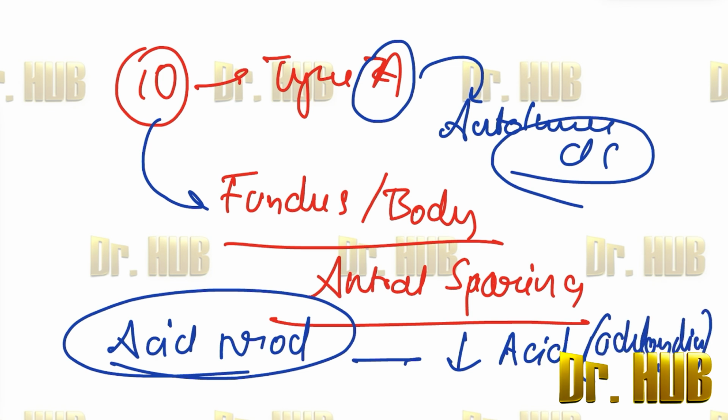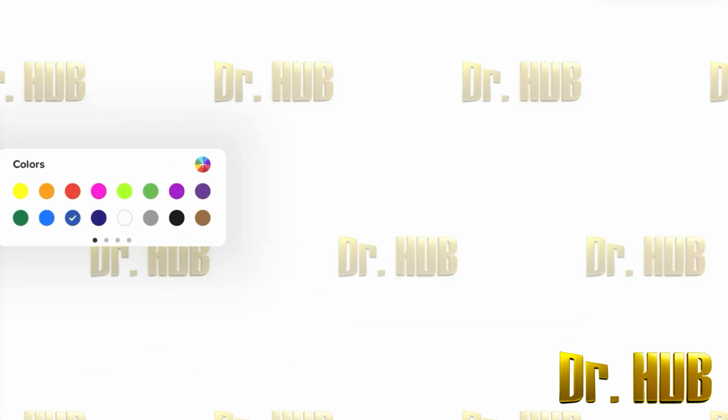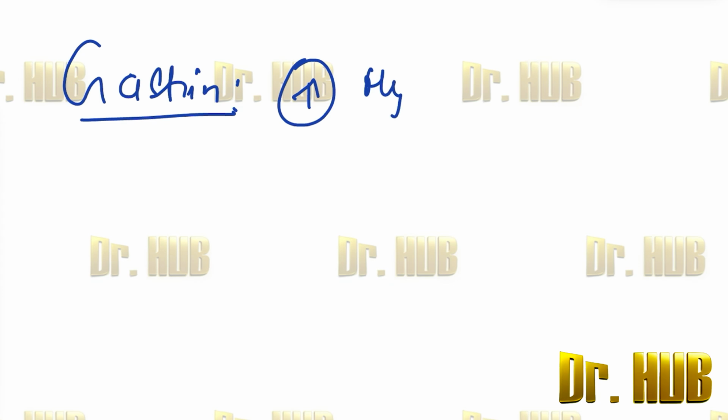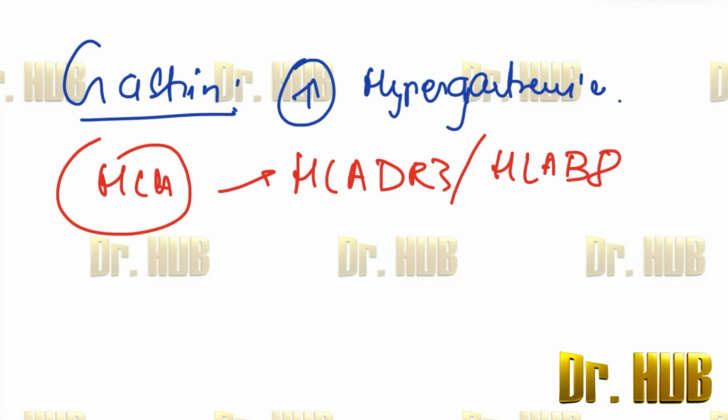Next we move on to gastrin. What's happening in terms of gastrin? Here the gastrin is increased, and this is known as hypergastrinemia. Next we also have the HLA. In type B there was no association. In type A there is an association, and this includes HLA-DR3 as well as HLA-B8.